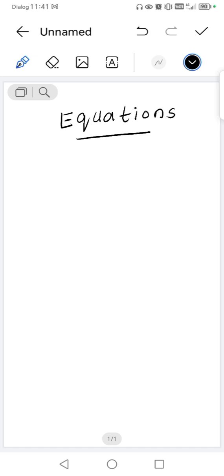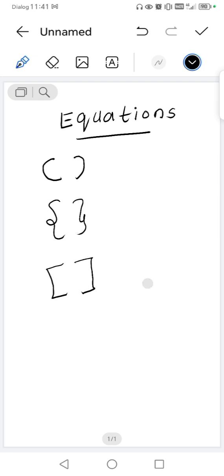Especially, there are three types of brackets. One is parenthesis, like this. The next one is curly brackets. The next one is square, so it's known as square brackets. Now here we have to identify how we can solve questions. So now let us see.